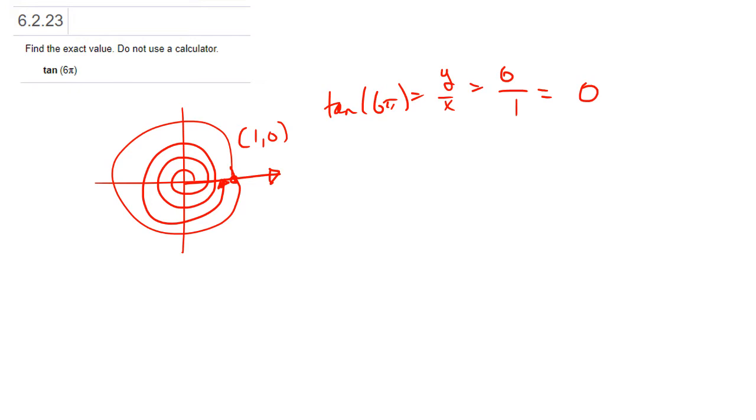Incidentally, if you type tangent of 6 pi into your calculator and it doesn't tell you 0, that's because you were in degrees mode, not radians. And remember, if an angle does not have a degree symbol on it, it is a radian measure.